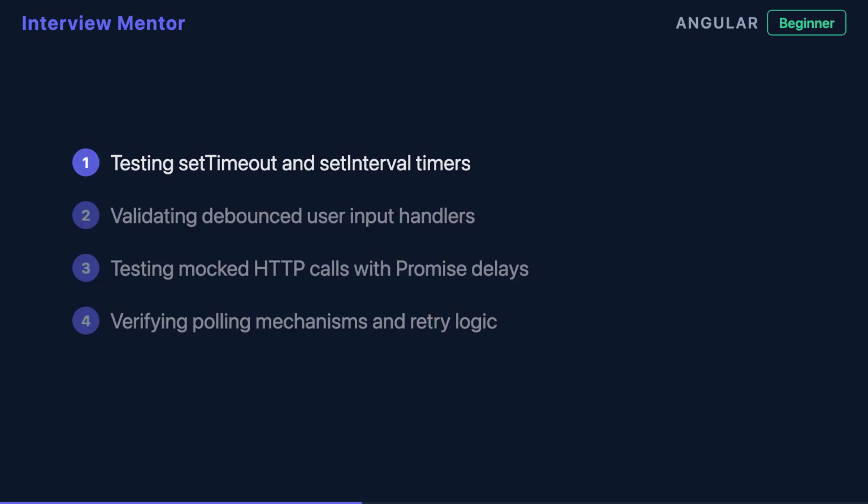It's perfect for testing code that uses setTimeout or setInterval, like debounced input handlers or polling mechanisms. It also works great with promise-based async operations, like HTTP calls that you've mocked to return resolved promises. Any scenario where you need to verify that something happens after a delay is a prime candidate for fakeAsync.